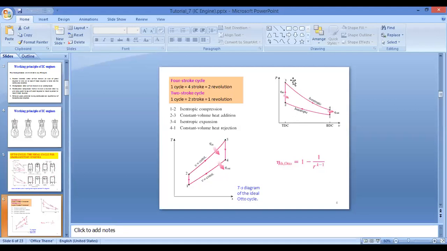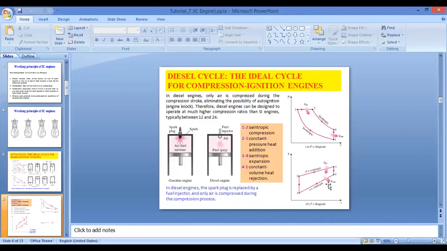So V2 or V3 is the minimum volume. And K is the isentropic index, that is the ratio of Cp by Cv. We have seen that in the fifth chapter, energy analysis for the closed system. That is, K is the isentropic index, Cp by Cv, specific heat at constant pressure and specific heat at constant volume.